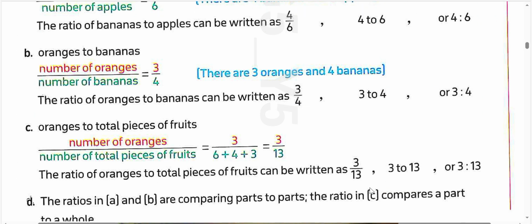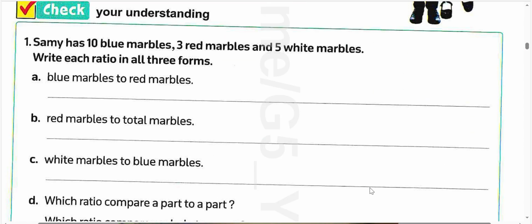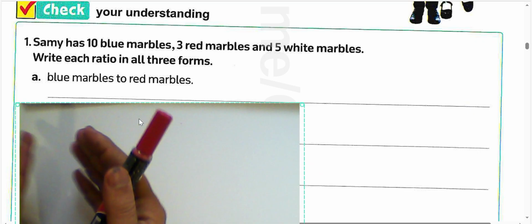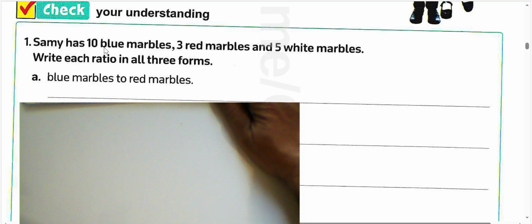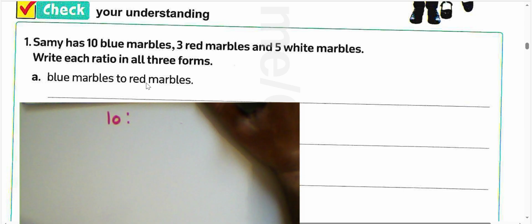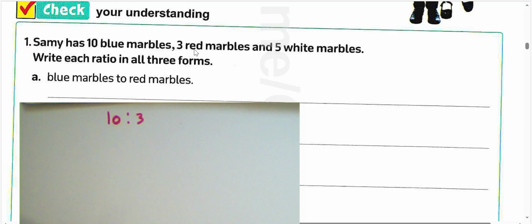We have a question. Check your understanding. Sammy has 10 blue marbles, 3 red marbles and 5 white marbles. Write each ratio in all three forms. First, you want to find the ratio between the number of blue to red marbles. How many blue? Blue was 10. How many red marbles? 3. It's the simplest form because the common factor between the two numbers equals 1.